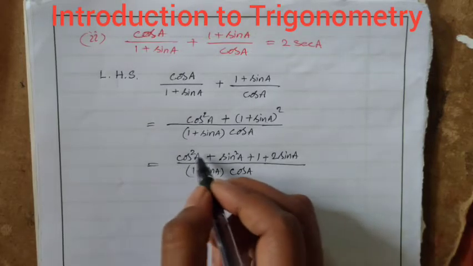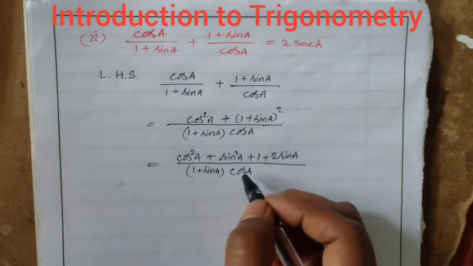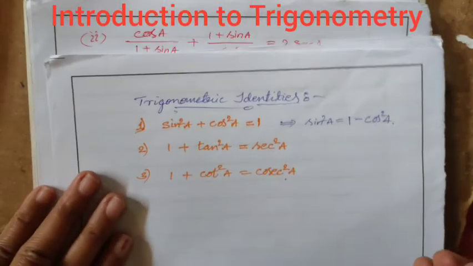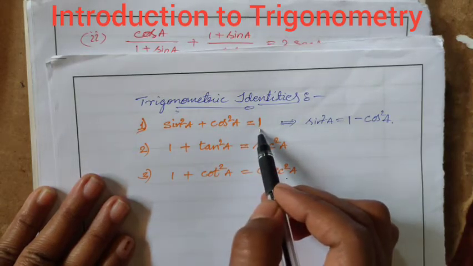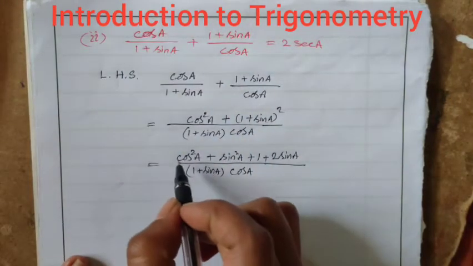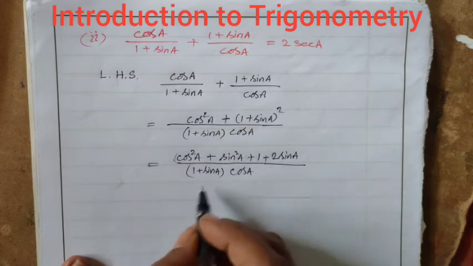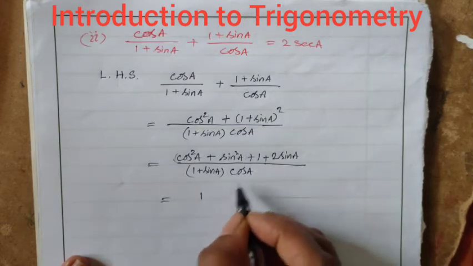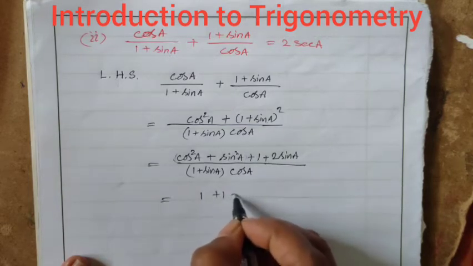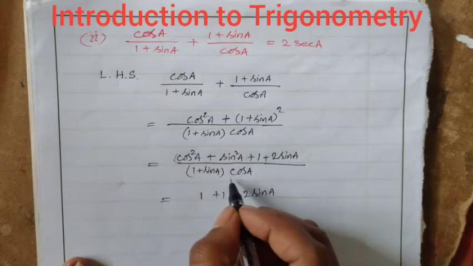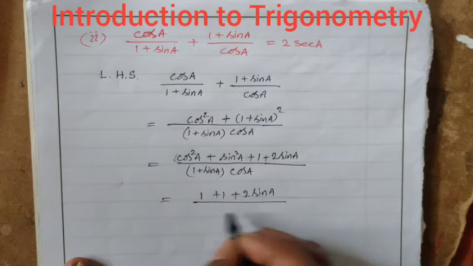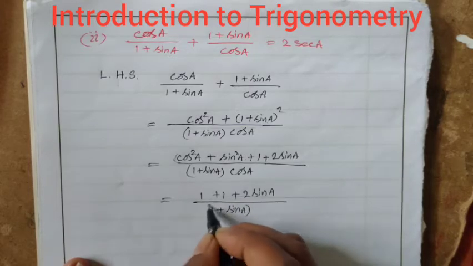So now observe this one. This cos square A plus sin square A becomes what? So first identity. Sin square A plus cos square A value will become 1. That's why this value is 1. So write 1 and write this 1 plus 2 sin A. So don't multiply the denominator, you write as it is. That is 1 plus sin A into cos A.